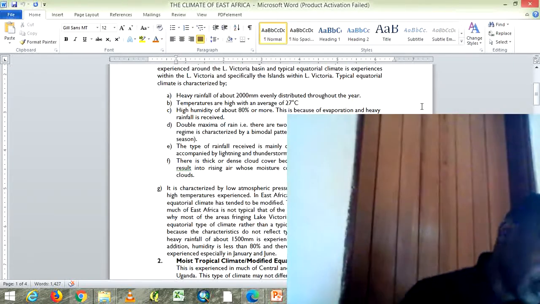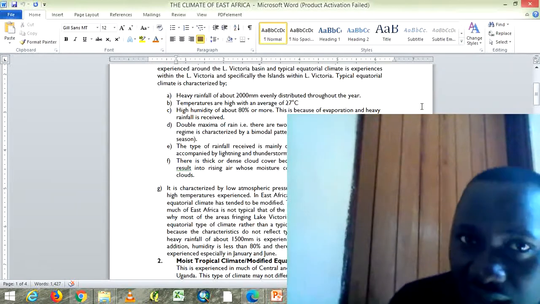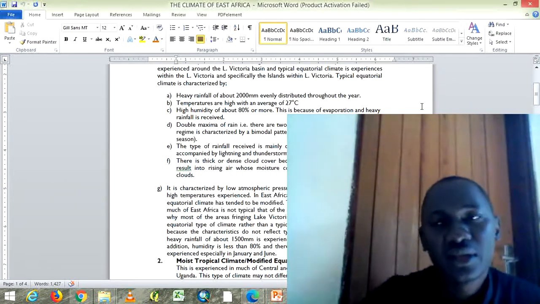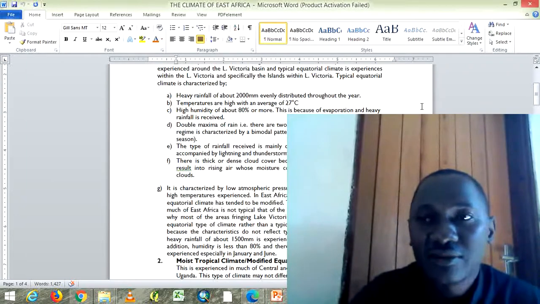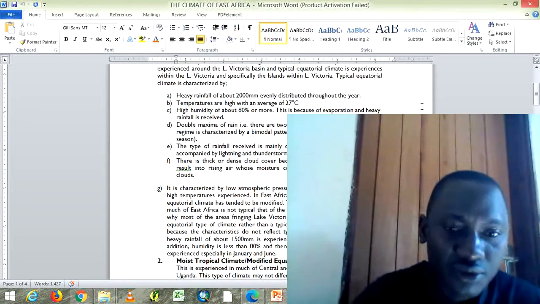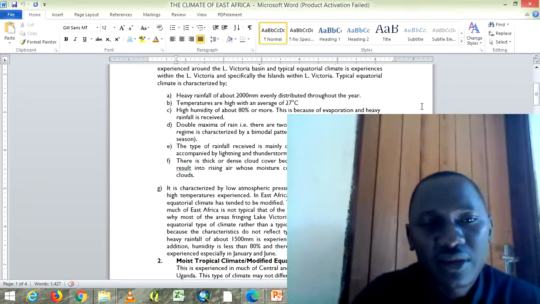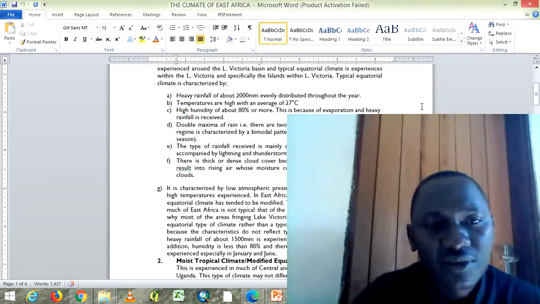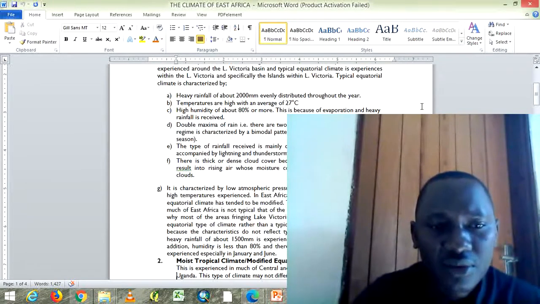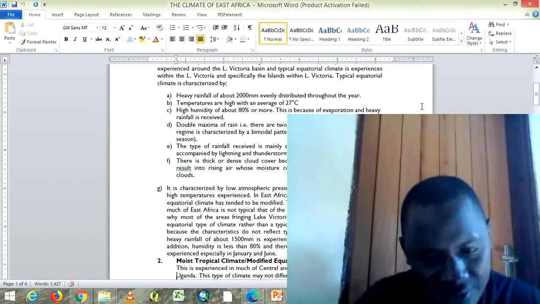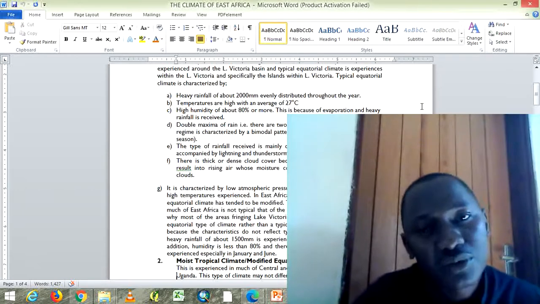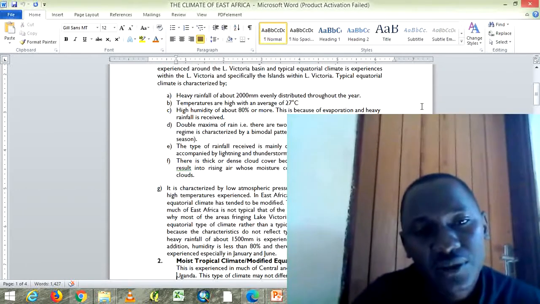And if you classify an area as having very high humidity of over 80%, then it is also reasonable to say that there is a dense cloud cover, because clouds form from humidity. Where the humidity is absent, you will not find clouds. This climate is also characterized by low atmospheric pressure, and this is mainly because of the high temperatures experienced. You know very well that areas of high temperatures are associated with low atmospheric pressure. This is again our knowledge of climatology.